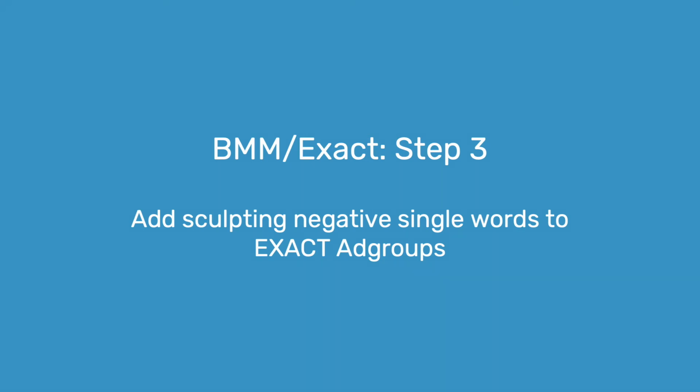Welcome to step 3. We've now reviewed how to source and add new keywords to our exact ad groups and then exclude these words in the BMM ad group. The next step is to ensure our exact ad groups only trigger for our exact terms. This means blocking any intent or variant match keywords that appear in our exact ad group.